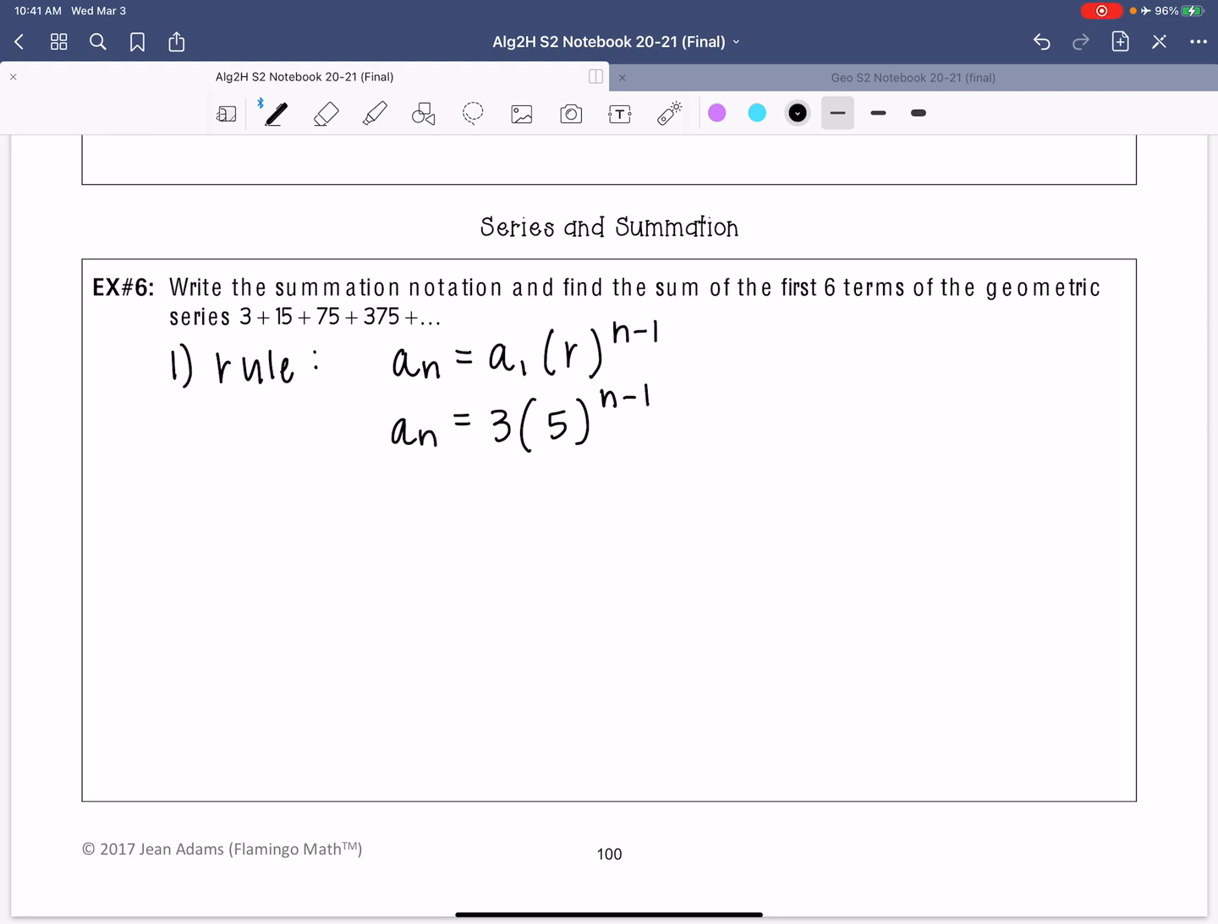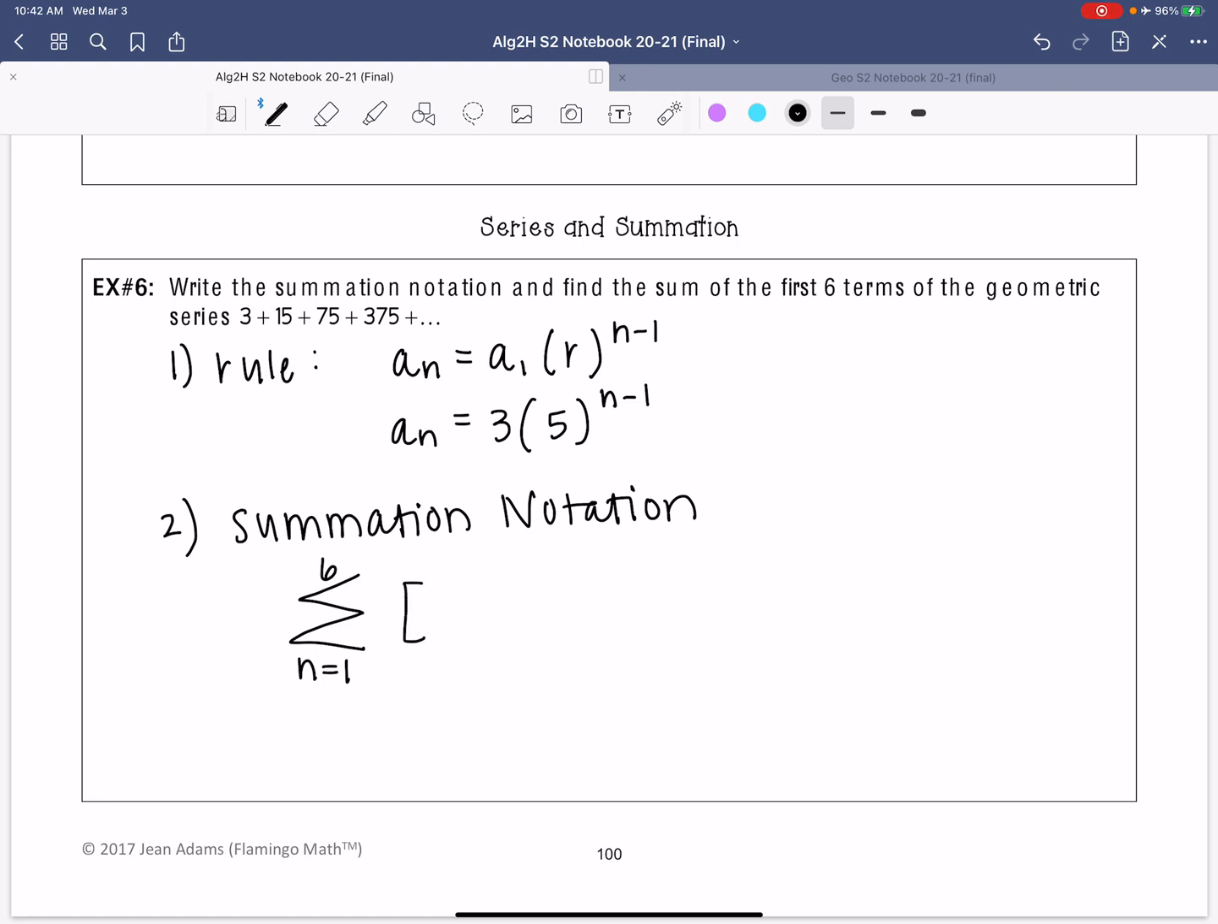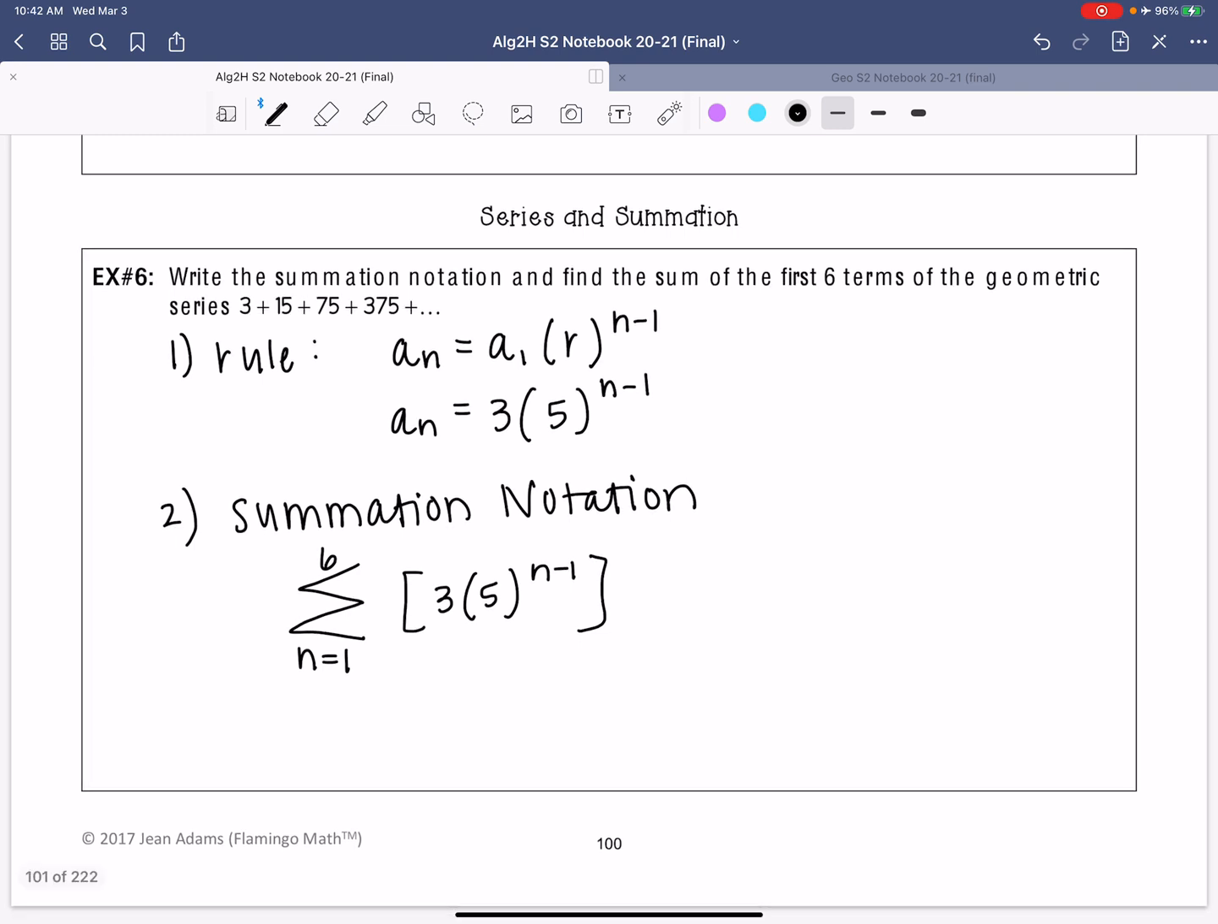And we want to write the summation notation. Summation notation is with that sigma. We're going to start from 1, so n equals 1, and we're going for the first 6 terms, so from the first term to the 6th term. Then you write your rule. I'm going to put it in brackets: 3 times 5 to the n minus 1. You don't necessarily need brackets. And then when we find the sum, that's where we're going to use our formula.